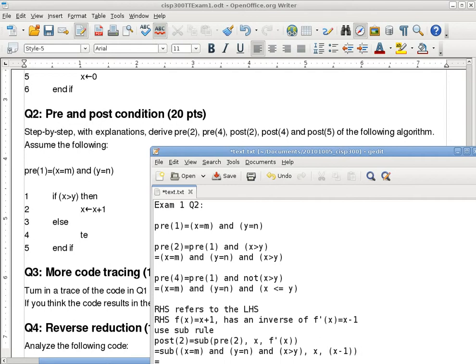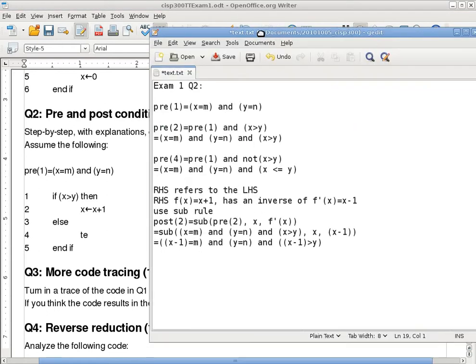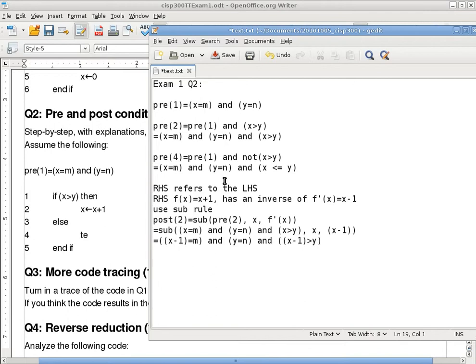Just like that. And then you just say, okay, x equals m now becomes x minus 1 equals m. y equals n does not get changed because it has no references to x. And then the next one is x minus 1 is greater than y. And we are done with post-2. Any questions?